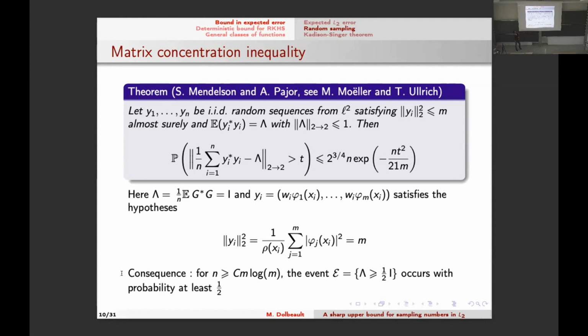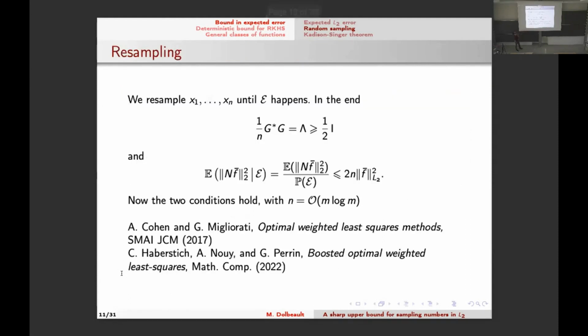Anyway, what happens is that with my budget of m log m sample points, so I had to do m log m numerical solves, then I have an accurate reconstruction of f in expectation. I'm not exactly satisfied about this m log m, so I want to improve it a little bit, and to do so, I will try to reduce the number of points.